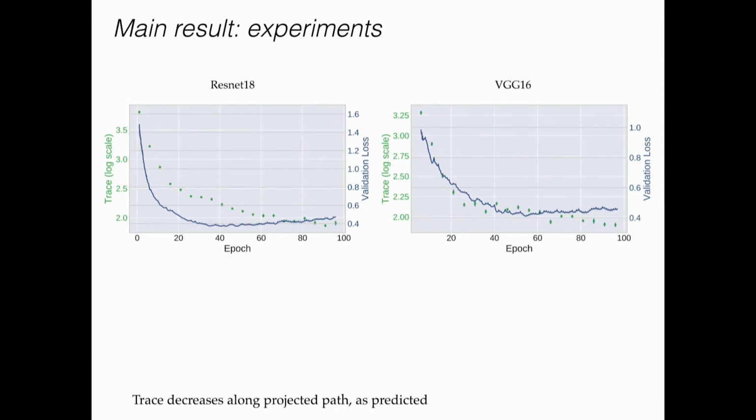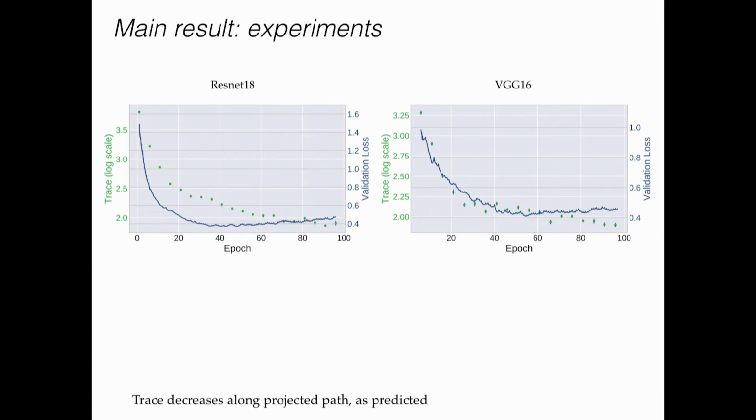So does this actually work? If we go back to the experiments that I had with these projected paths, and we look at the models that we found along those projected paths, this was the validation loss for the ResNet and the VGG. And here, if you look at the trace at different points on a log scale along this, you see indeed that it's not increasing.